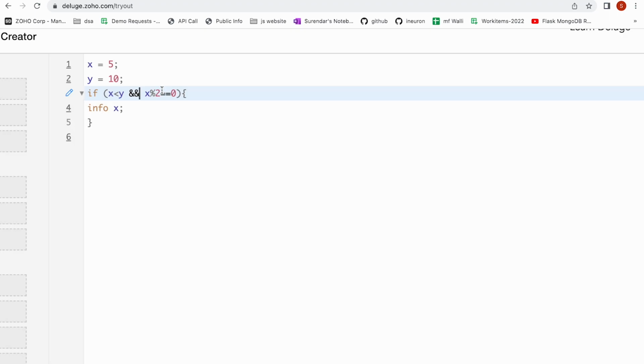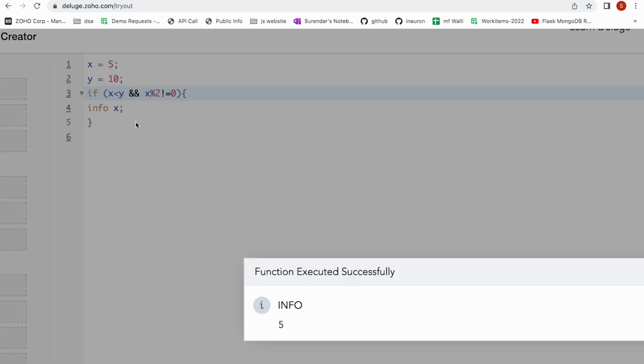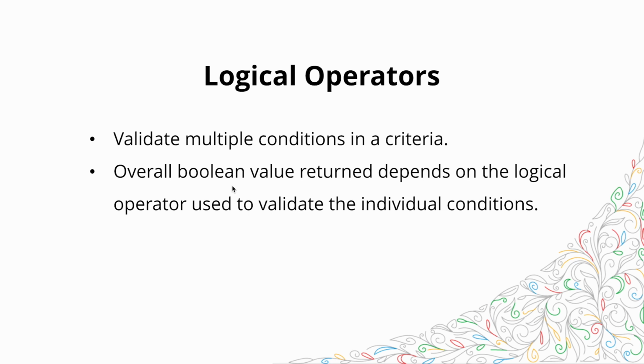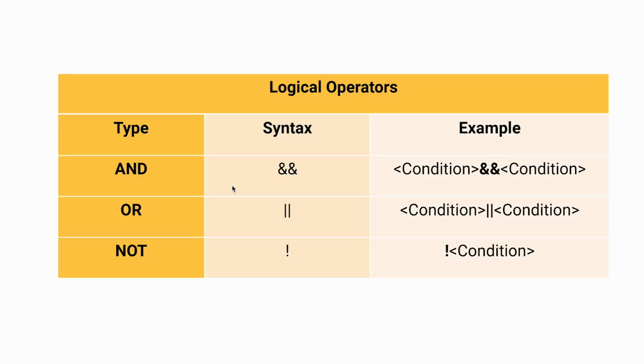If we say is not equal to 0, save and execute. Here you can see then x is an odd value and both the criteria are met, so we are provided with the output. So this is with the logical operator. We have overall a Boolean value returned, and this depends on the logical operator which is used to validate individual conditions. Normally the conditional statements use the logical operators as well. We have and, or, not.